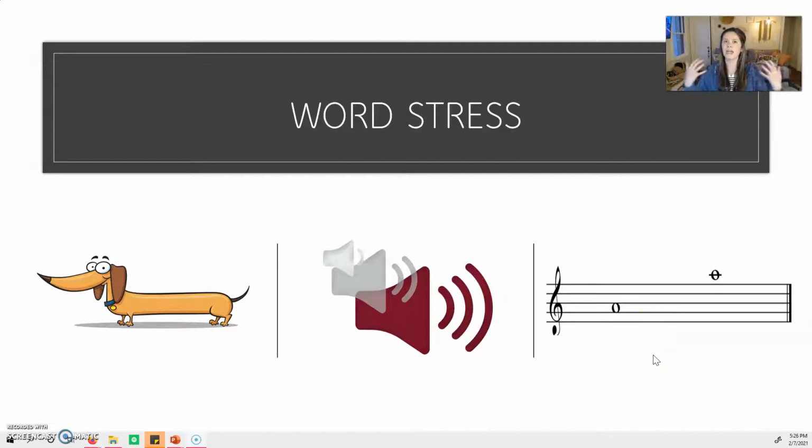Any word we have is going to be made up of syllables, right? And stress at the word level means that there is one syllable within that word that is longer, louder, and higher in pitch than the other syllables in the word. This is different from stressing a word within a sentence. Both of these things happen, and in this case, we're looking specifically at word stress.